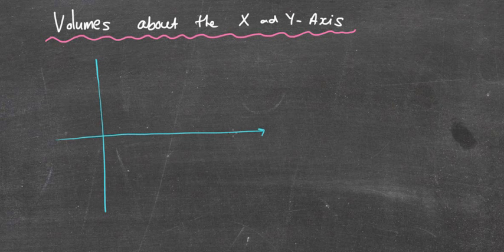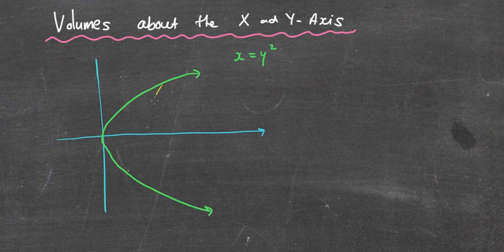I'm just going to look at this briefly, and you can do it about the x or the y axis. Let's look at a parabola like that, something in the form of x equals y squared. And we're going to look at the volume of this about the x-axis. Now, what does volume about the x-axis mean?